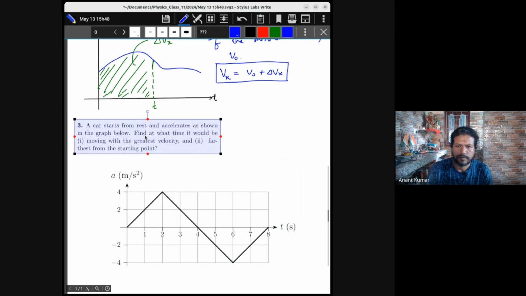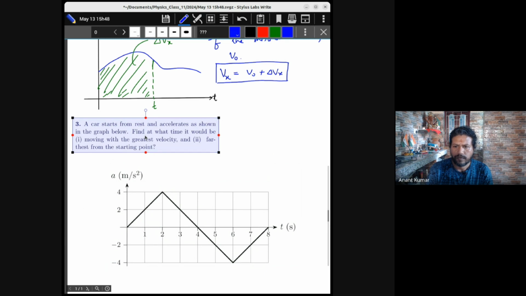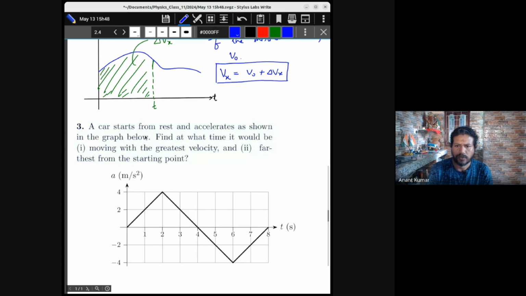We have a car that starts from rest and accelerates as shown in the graph below. Find at what time it would be moving with the greatest velocity and farthest from the starting point. At least in this case, it is not much of a problem, because what we are looking for over here is not actually the velocity itself, but at what time it will be the greatest.